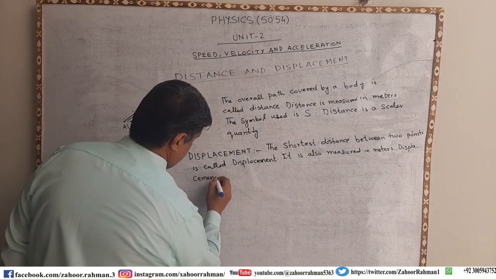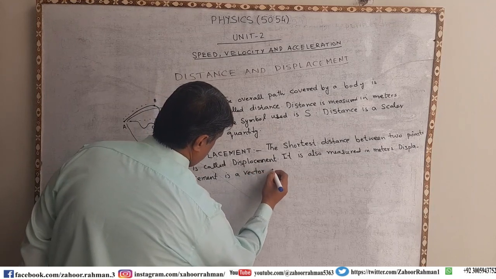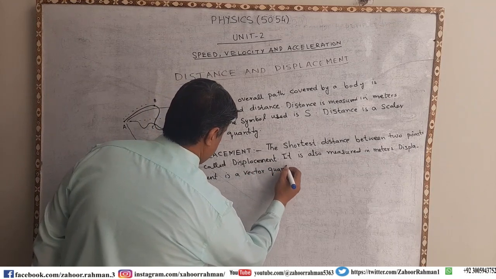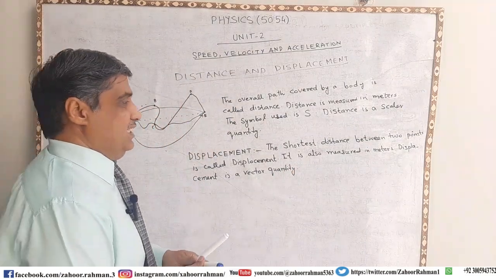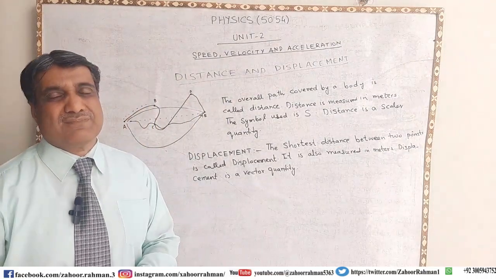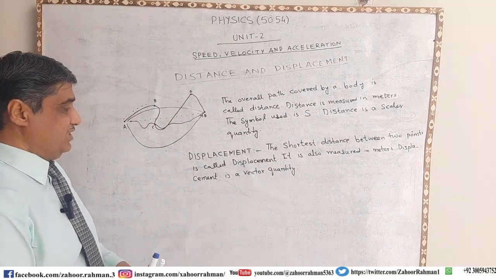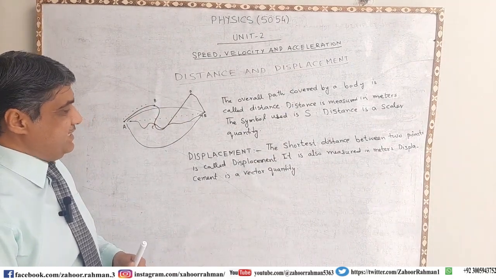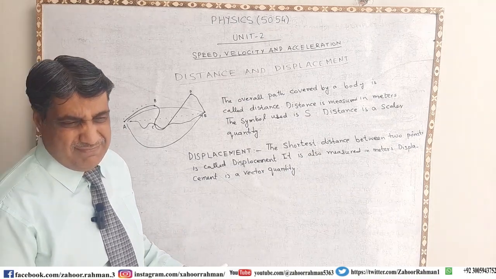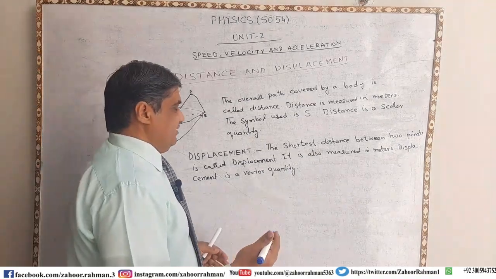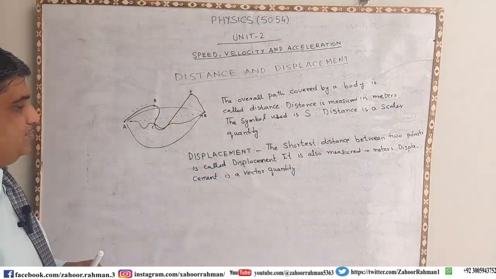Displacement is a vector quantity. It means that it must have a direction. Displacement is denoted by d sometimes, and its unit is also, as I told you, meter.